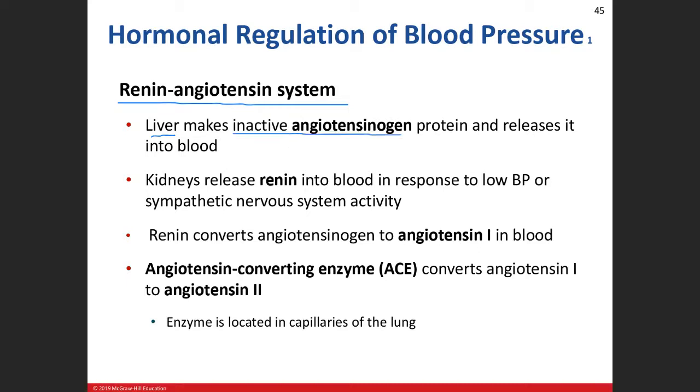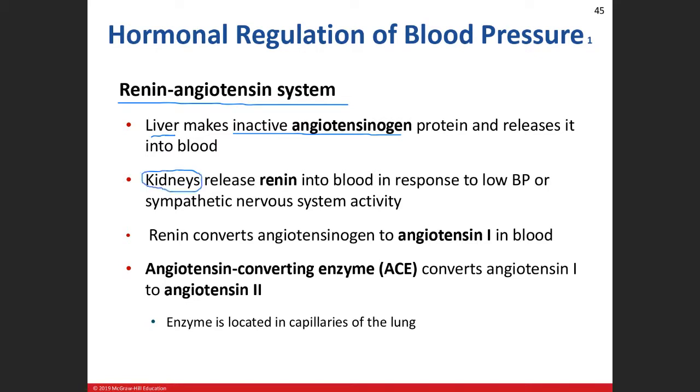So the liver makes this inactive angiotensinogen. It's just a protein, it's just floating around, and it makes it all the time. You've ever heard the saying, it's better to have it and not need it than to need it and not have it? Well, that's the liver's philosophy in this situation. It's like, I'm just going to make this stuff because I might need it later on. And so it's already in circulation, it's in play, but it's inactive, it's not doing anything. So it floats around, and then remember, here's our buddy here, the kidneys.